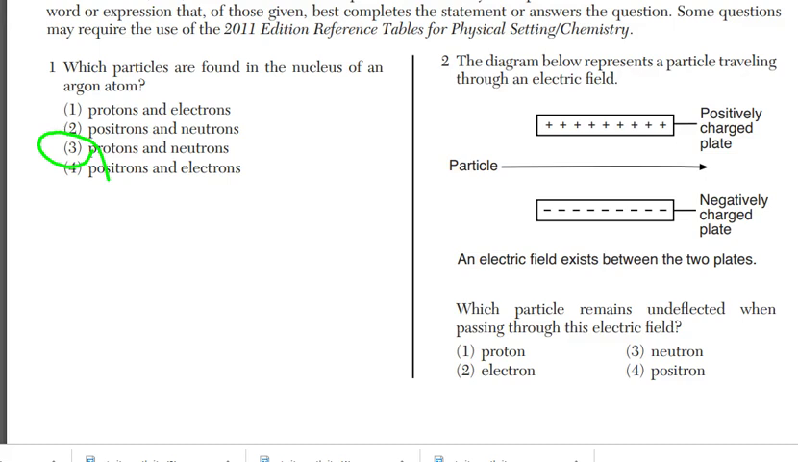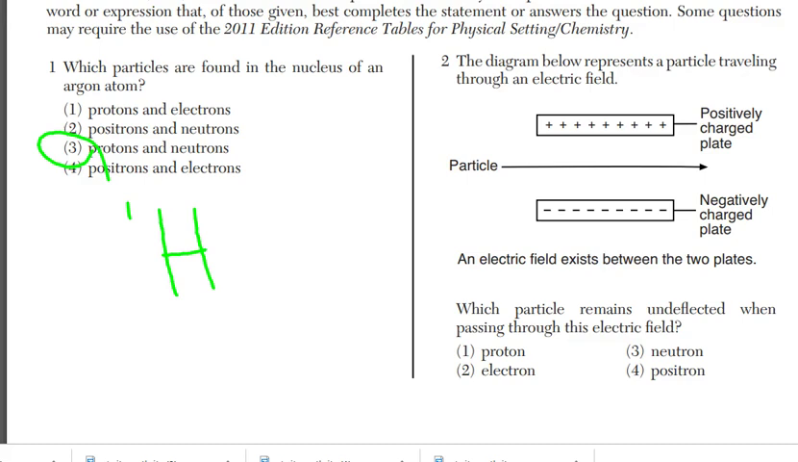The only one that might give you a problem is if they asked about particles found in the nucleus of hydrogen. So hydrogen, with an atomic number of 1, only has 1 proton and 0 neutrons. But all the other atoms, for all the other elements, have protons and neutrons.